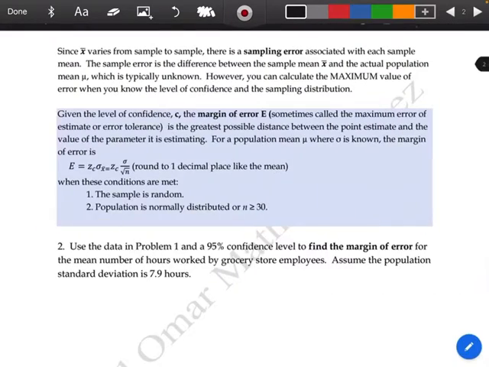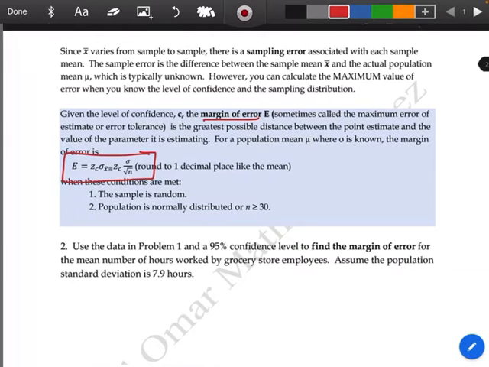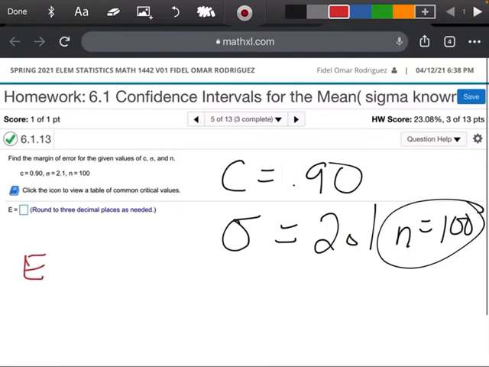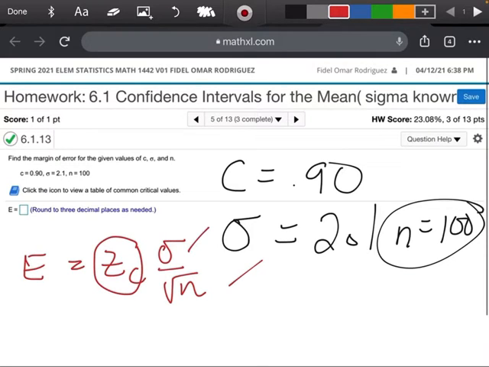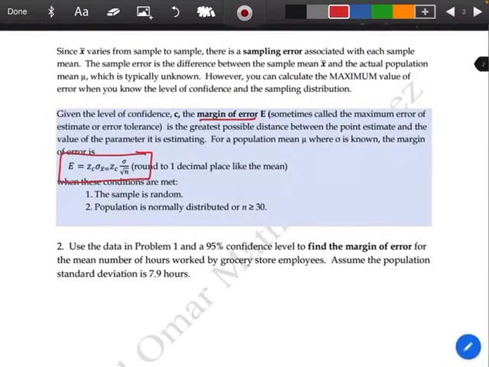So what I have right here on the next slide is the formula for finding our margin of error. My margin of error, E, is going to be equal to ZC times sigma divided by the square root of N. So the first thing I need to do is figure out how to find this value, because we already know our sigma and we already know our N. The way we find the ZC, I'm just going to move over a little bit.